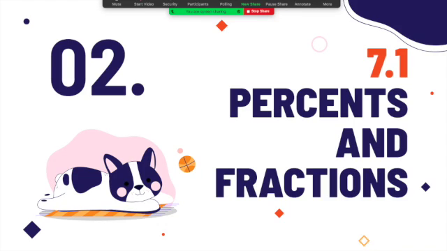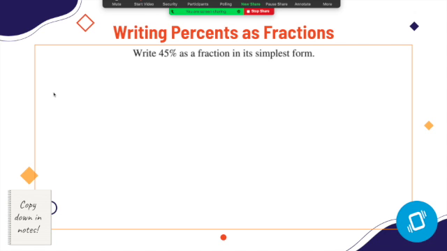Hi guys, so today we're going to be looking at Chapter 7, Section 1, Percents and Fractions. So let's start off by looking at writing percent as a fraction. We have here the percentage 45% and we're asked to write it as a fraction in its simplest form.